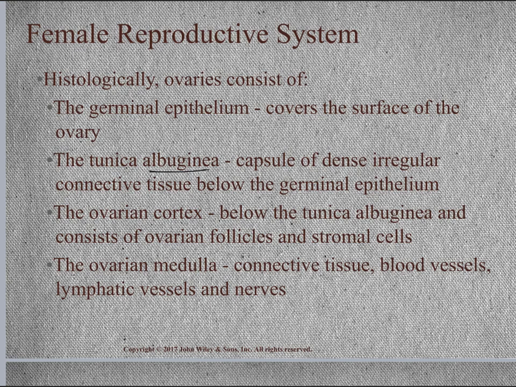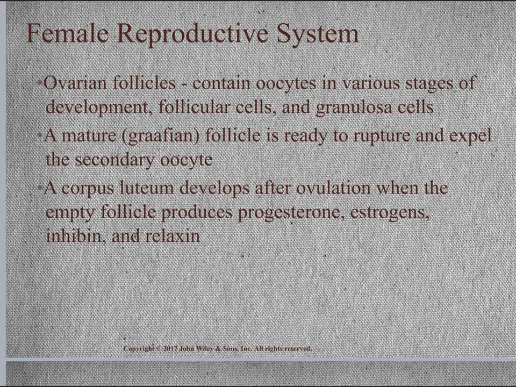That brings us to the ovarian medulla. So we're now in the middle portion of this structure, where you find connective tissue, blood vessels to bring those hormones and nourish these cells and structures, lymphatic vessels, and nerves. Focusing in on those ovarian follicles. What's in those follicles? Now look at our hormones.